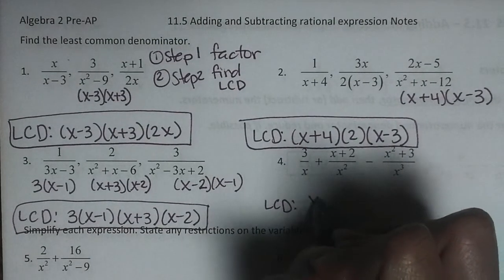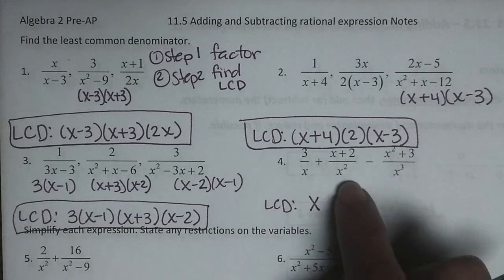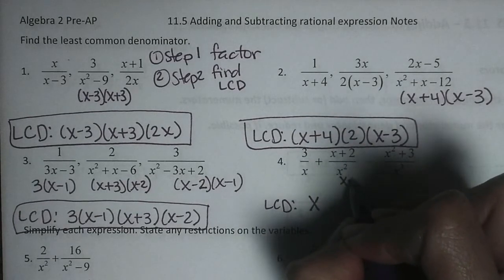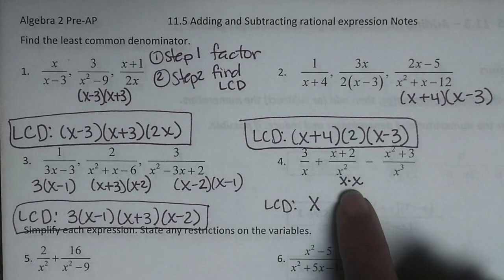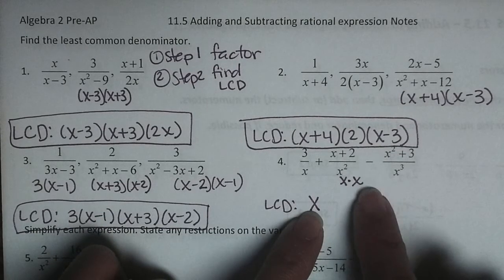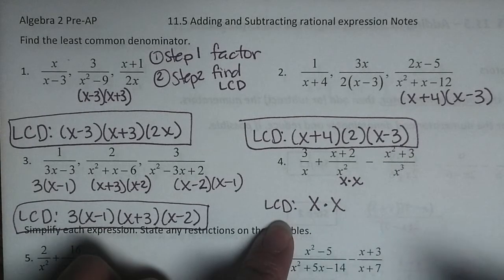So that's going to be part of your LCD. Your next fraction is an x squared. I mean, you could write it like x times x, since that's x squared. And when you look at your LCD, you already do have one of the x's, but you're missing the other one. So then you do need to include another x for your LCD.